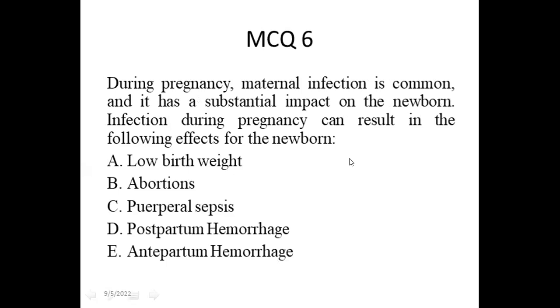MCQ 6. During pregnancy, maternal infection is common and it has a substantial impact on the newborn. Infection during pregnancy can result in the following effect for the newborn. Alpha, low birth weight. Beta, abortions. C, puerperal sepsis. Delta, postpartum hemorrhage. E, antepartum hemorrhage. Alpha, low birth weight, as we know that the effect of infection on the newborn is IUGR, intrauterine growth restriction, or low birth weight. Therefore, alpha will be the correct option, while all other options are effects on the mother.